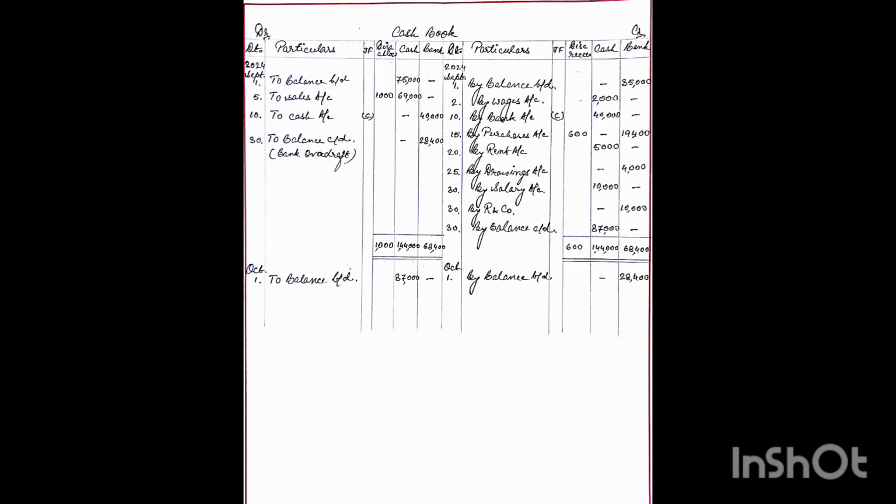September 20 says paid rent. Simply we will make the entry on the credit side by rent account. Do not forget the dates correspondingly. By rent account under the particulars credit side, amount will be under the cash column.